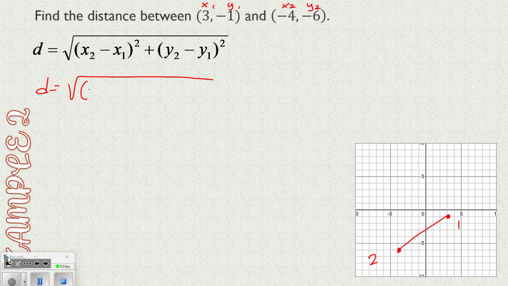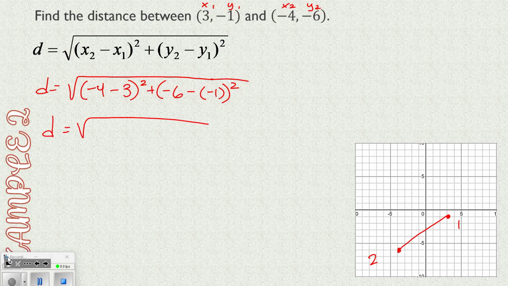So x2 is -4 minus x1, which is 3. y2 is -6, and y1 is -1. Remember, though, it's a minus -1. Right? So just like I did before, I'm just going to simplify. I got to do the parentheses first. -4 minus 3 is -7. -6 minus a -1, that turns into a positive. So this is -5.